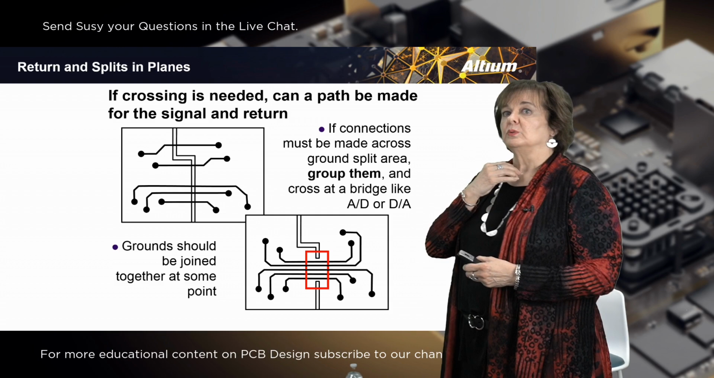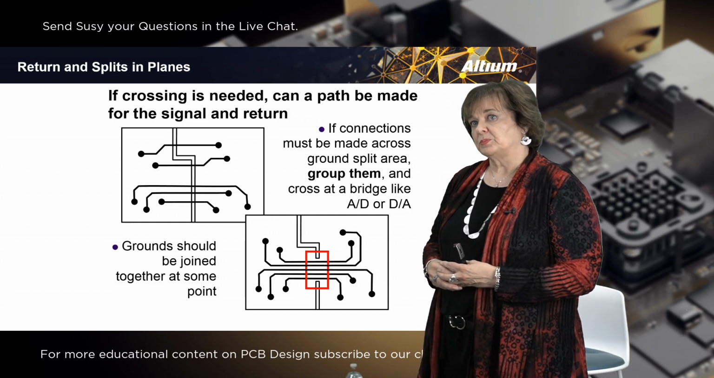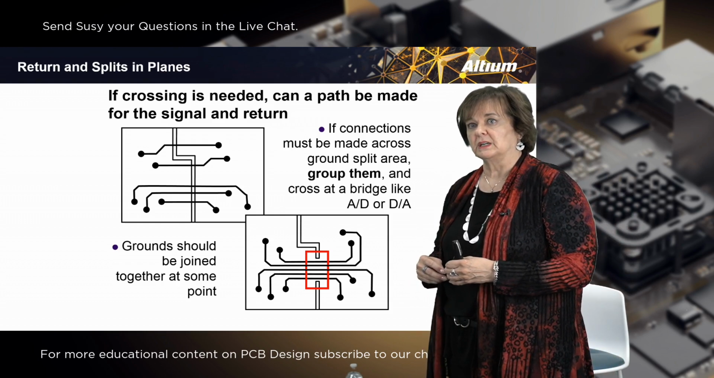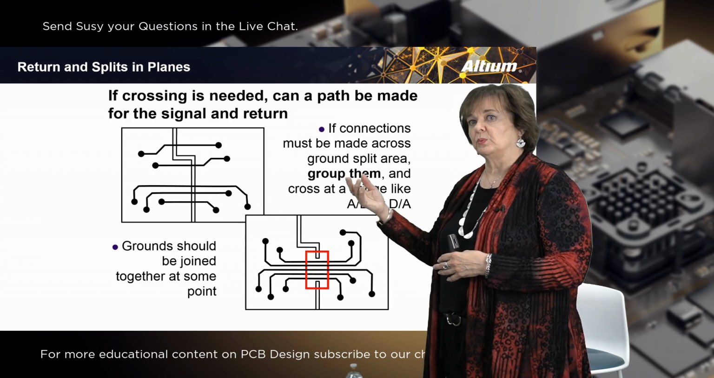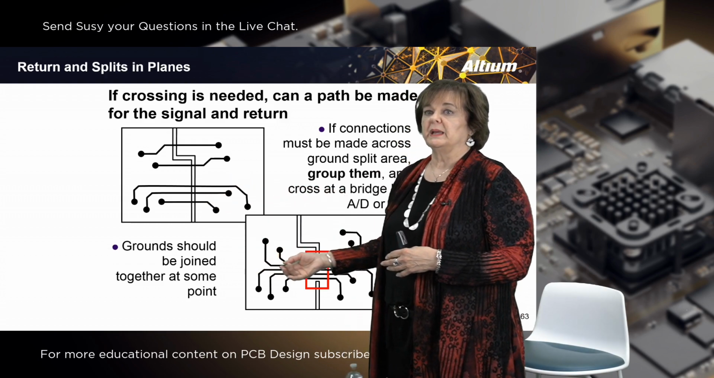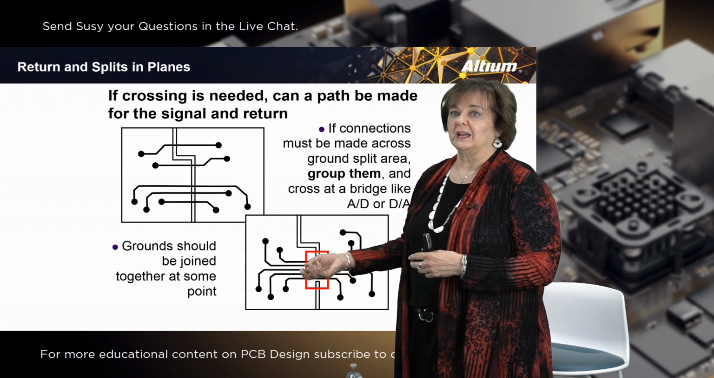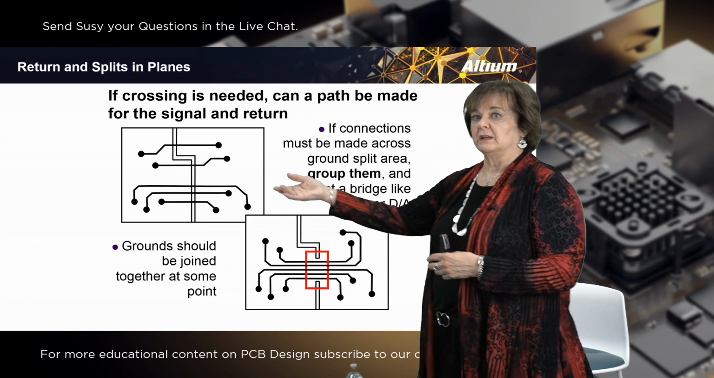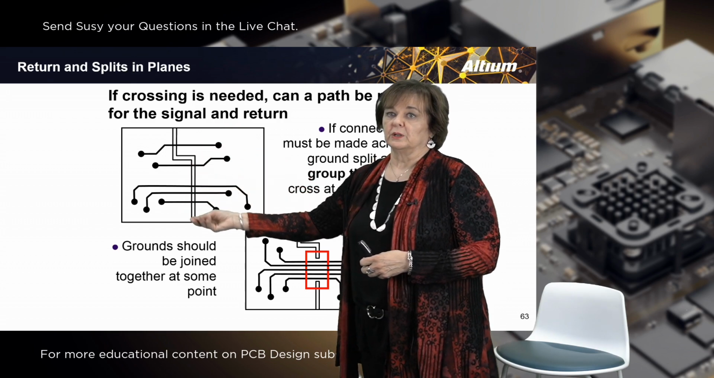If you have to cross an area and it is split, can you make an area that is a moat, if you will, between the two sections? For example, in this A to D or D to A converter type situation where you have signals that have to go from one side to the other side, if you can make a moat area underneath the part where the grounds are joined together, then the signals can all cross across that particular area instead of having all of them interrupted, if you will, by routing across splits and planes.